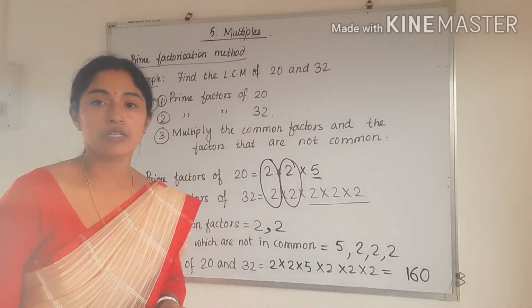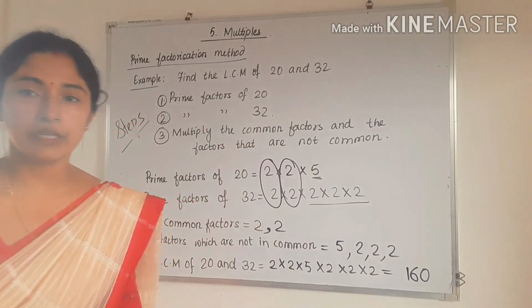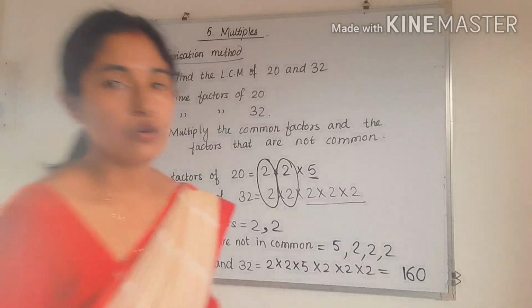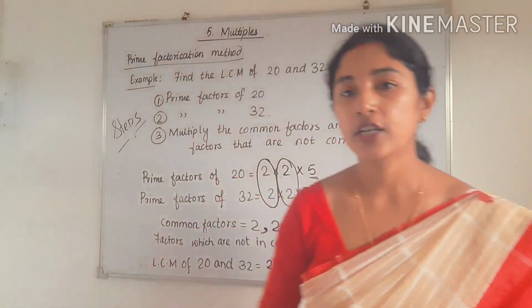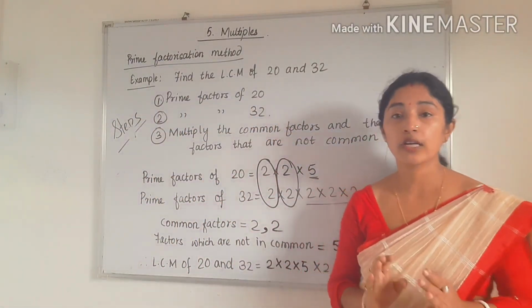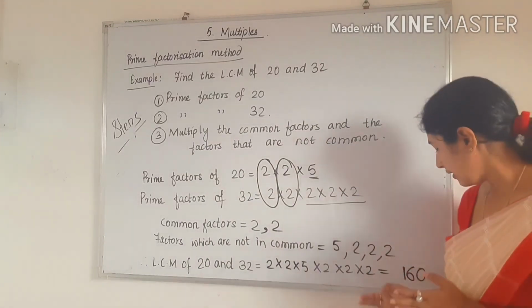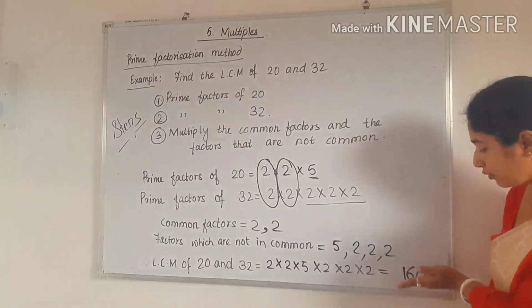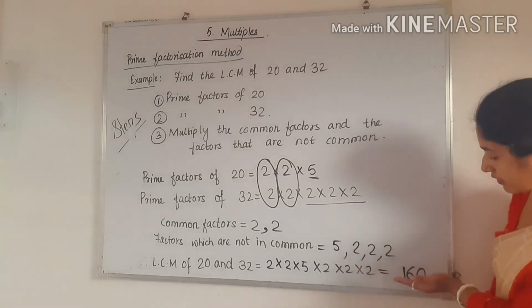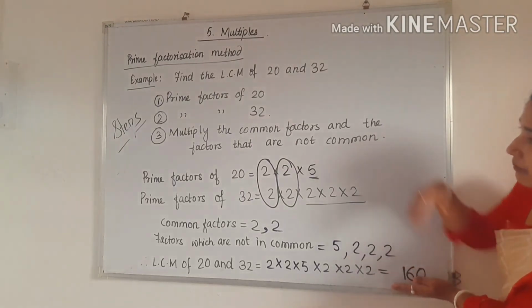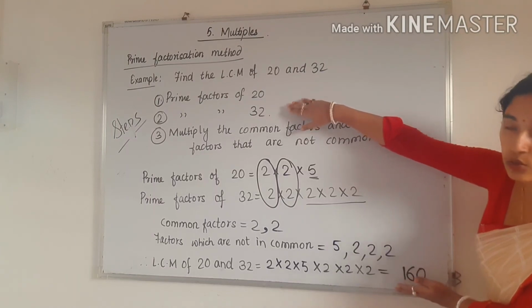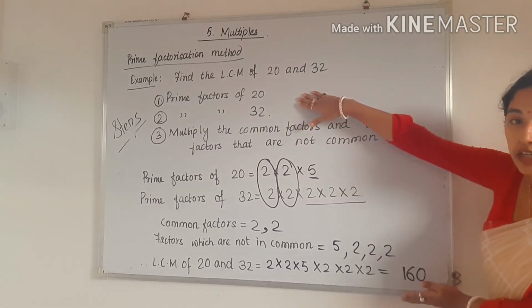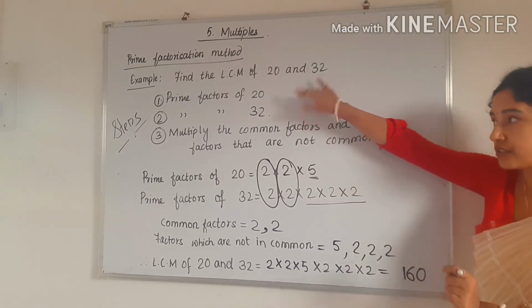This is by using the prime factorization method. You will get the definition of LCM in the book itself. Why have I not given the definition? First, you have to see the relation between the LCM and the numbers. That's why I have not given the definition of LCM. You can write it from the book also.